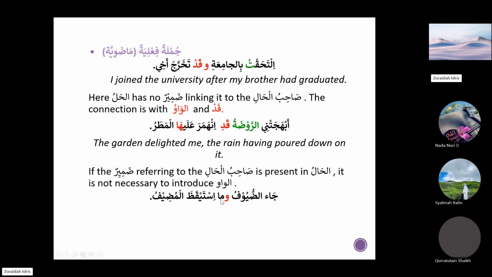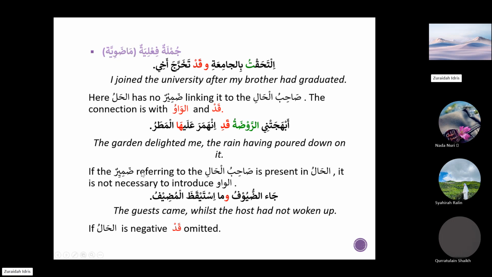Ma is negation here. Istayqazal is to wake up. Okay, so here the guest came whilst the host had not woken up yet. Yes, so the host is sleeping on his job. So this would be embarrassing, isn't it? If you had a majlis and you fell asleep and your guest came. Yeah, poor thing.